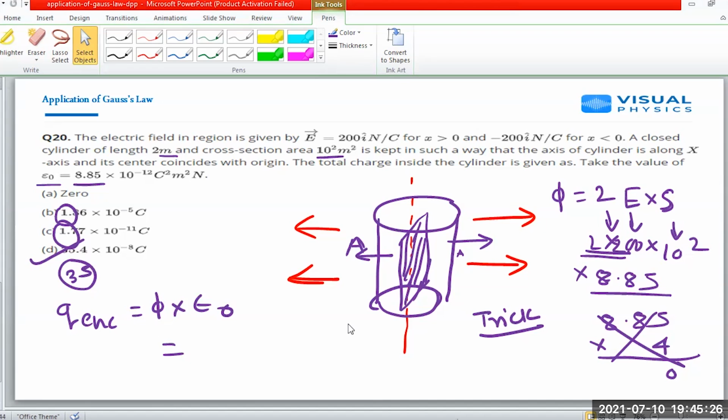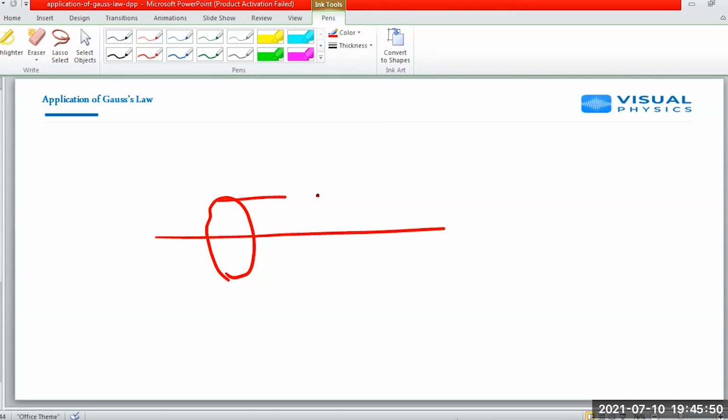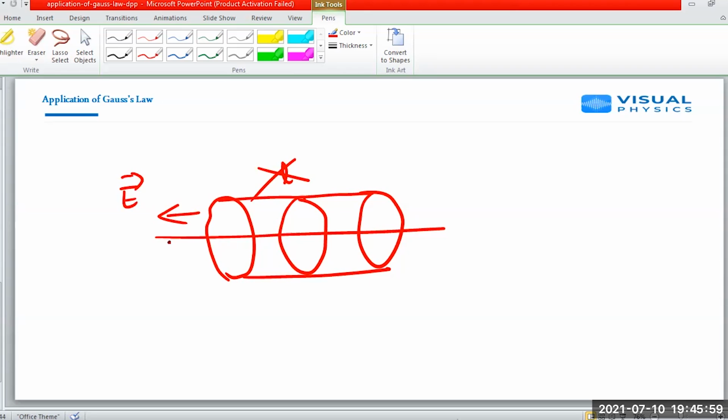Not area of the base, Naveen. Here the question is saying the cylinder is kept such that the axis of the cylinder is along the x-axis and its center. Okay, yeah, I made it wrong. I'm sorry. Yes, thank you, Naveen. My cylinder is like that. So here the projection is also circular only, so I don't care for length. Electric field is negative, area vector is negative. Here electric field is positive, area vector is positive. Thank you, Naveen. I'm sorry for this question.